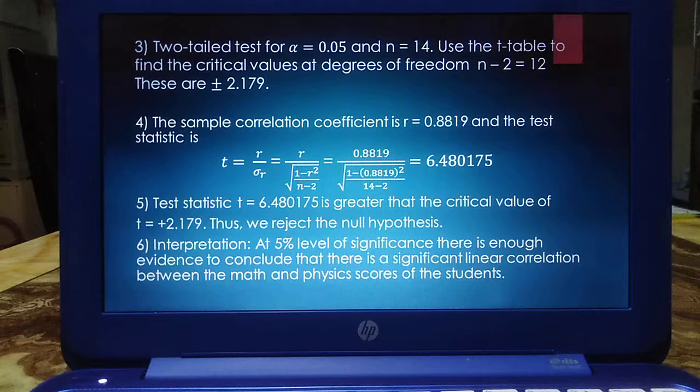So at 5% significance, there is enough evidence to conclude that there is a significant linear relationship between the math and the physics score of the students. So we are actually saying that what we have computed is actually valid.